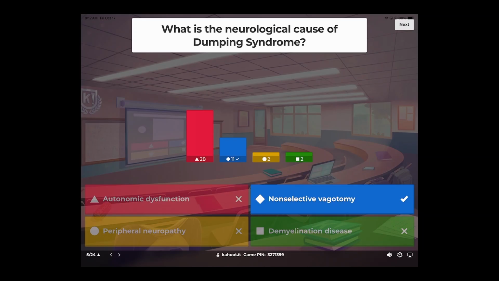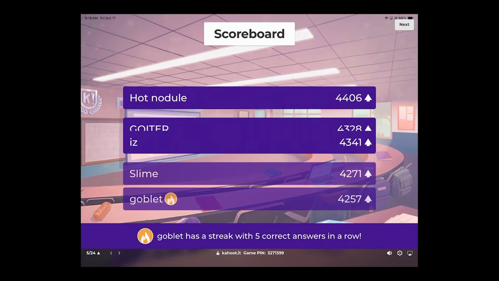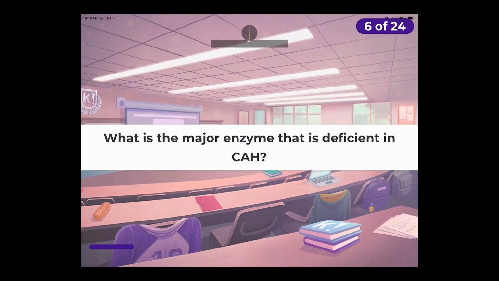Gastroparesis is caused by autonomic dysfunction. That's why with gastroparesis, think diabetics get it. Diabetics get autonomic dysfunction. So if the question was, what's the neurological cause of gastroparesis? Then you can say autonomic dysfunction. But we're talking about dumping syndrome. One of the answers was non-selective vagotomy. There were a couple other choices in your PowerPoint.